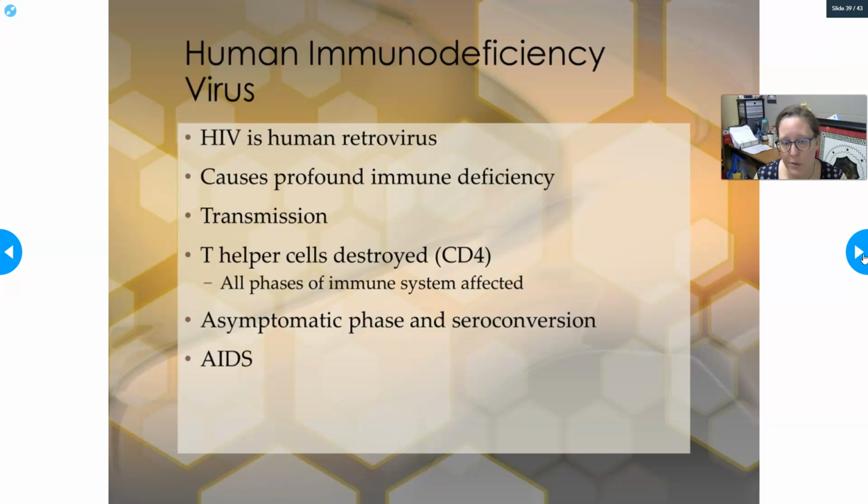Since the T helper cells coordinate so much of the immune system, all phases of the immune system are affected, because basically it's like the troops that have lost their general. There's no general in charge of the troops. And so the more T helper cells are destroyed, the worse the immune system is. It starts usually with an asymptomatic phase, and then eventually there's seroconversion. When initially infected with HIV, patients could have a flu-like illness.